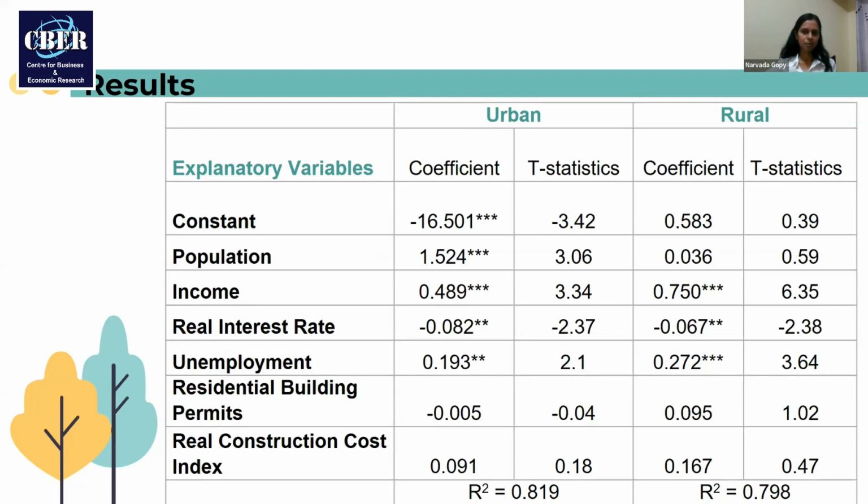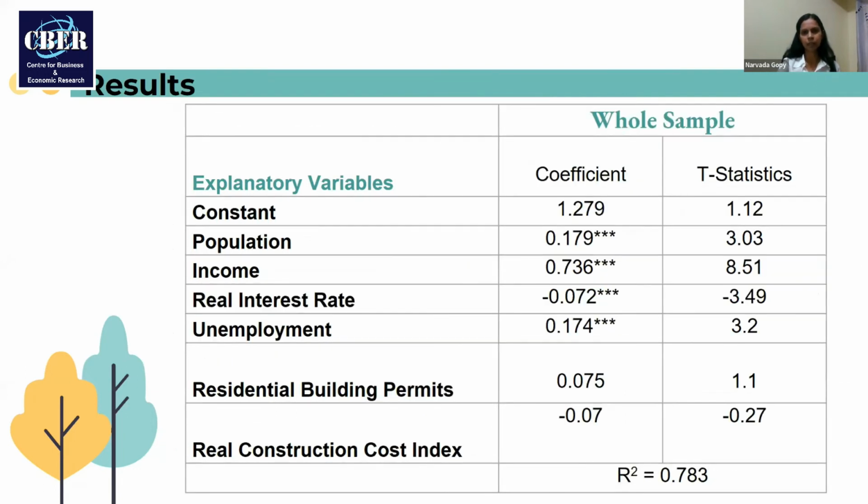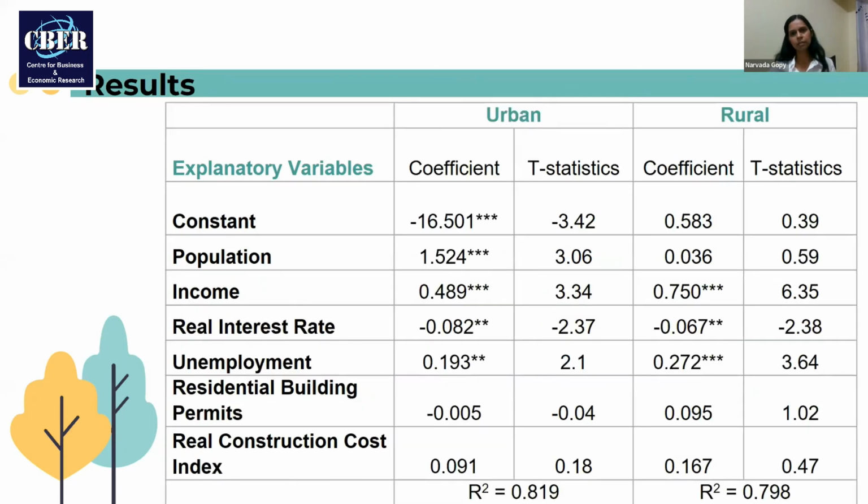One interesting result that is obtained is that from the results for the whole sample, we had seen that population is significant in explaining land prices. And here, when we break down the sample into urban and rural, we note that population is significant in explaining land prices only in urban regions, whereas in rural regions, it is insignificant in explaining land prices. That is, population does not affect land prices in rural regions.